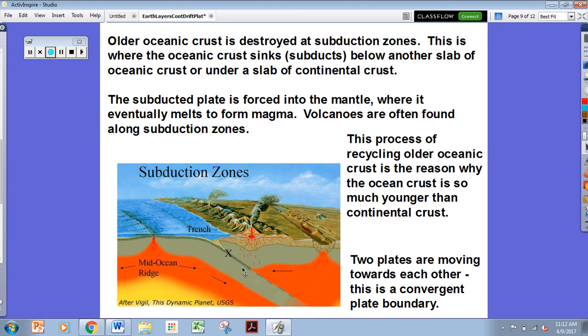It never gets really that old. I mean, it can be hundreds of millions of years old, but it's not going to be billions of years old like the continental crust, because after a certain period of time, it's forced back into the mantle where it melts and gets recycled. So this process keeps happening over and over again. And in this picture, these two plates are moving towards each other here. We've got the ocean crust moving towards the continental crust, and that's a convergent plate boundary.